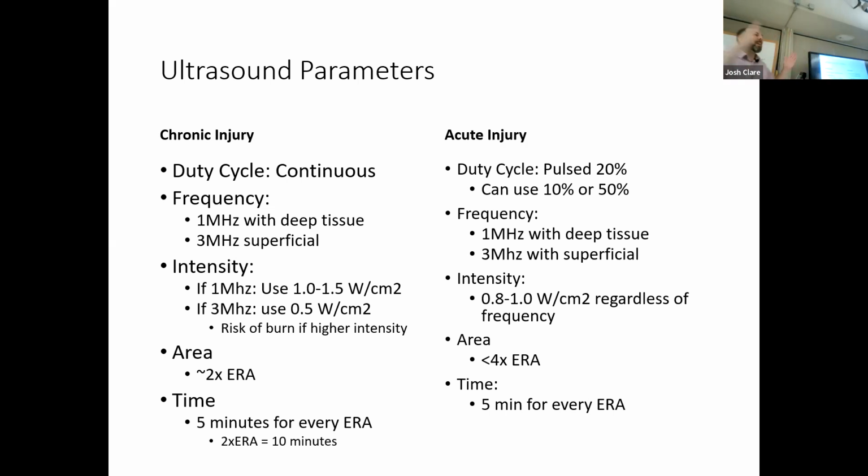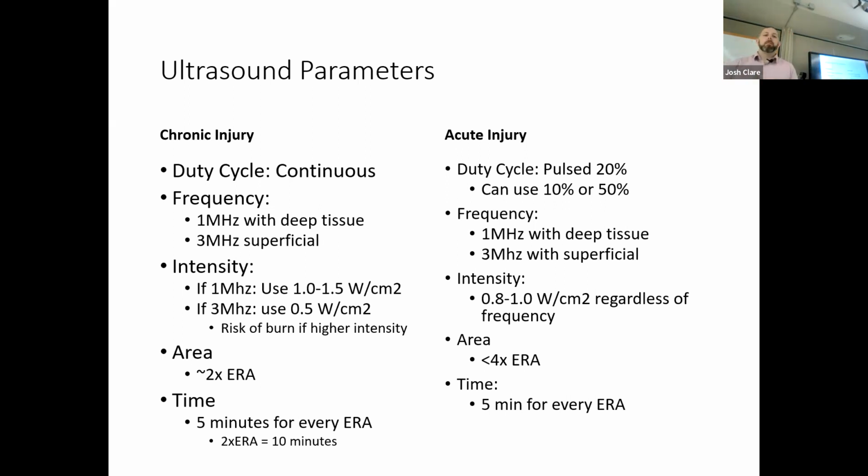So our decision making is, is this acute or chronic? If it's chronic, we want tissue heating. If it's acute, we want the pulse setting so we get some of the therapeutic benefits without heating. My next question is, is the tissue superficial or deep? If it's deep, 1 megahertz. If it's superficial, 3 megahertz. The intensity is going to be between 0.8 and 1.0 watts per centimeter squared, regardless if you're superficial or deep.